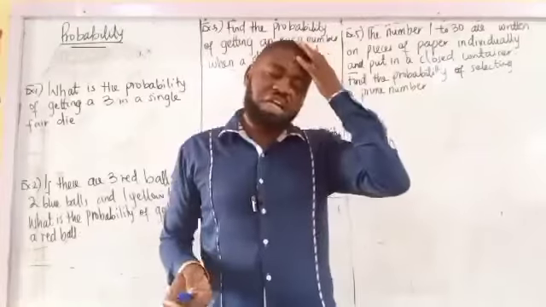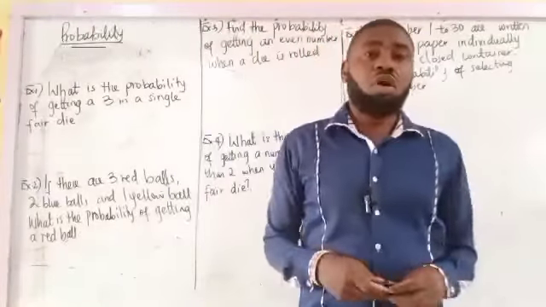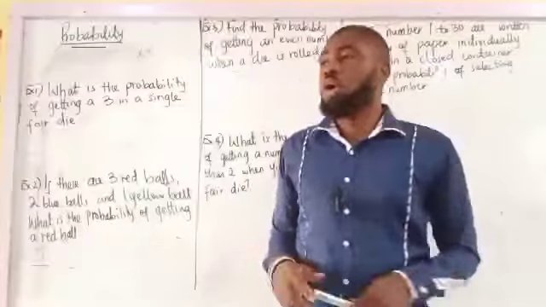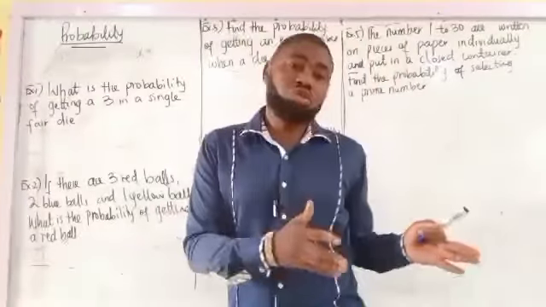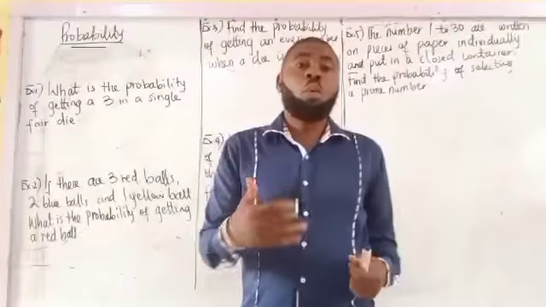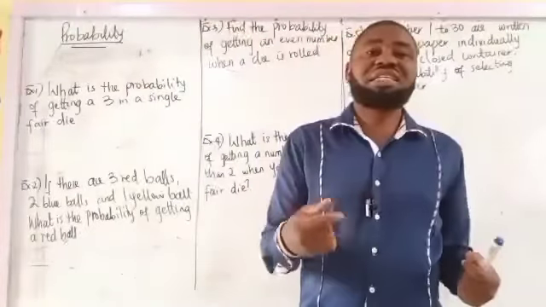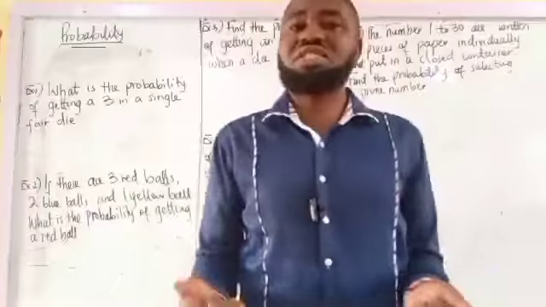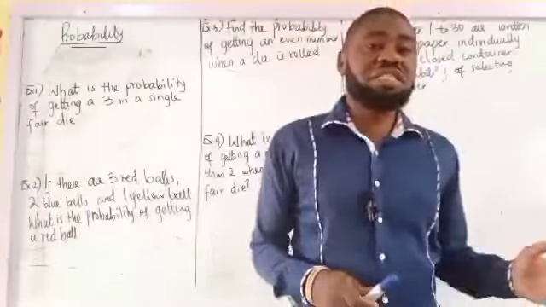Probability: they ask what probability actually is. It is the likelihood of an event happening, or the likelihood of an event occurring. It's always between zero and one. It's zero when it will not happen. For example, a man giving birth will not happen, so that probability is zero.